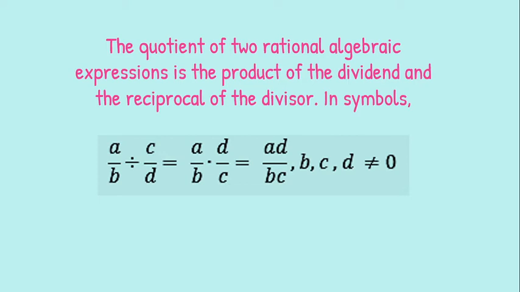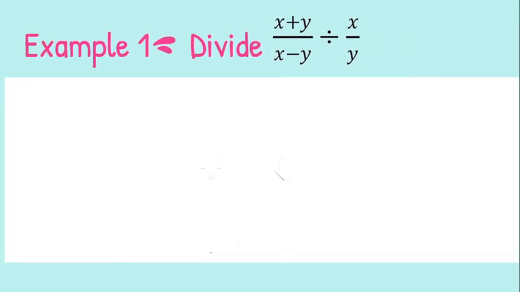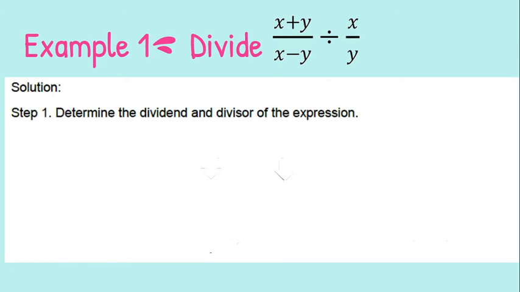So, after getting the reciprocal of the divisor, you're going to proceed to multiplication of rational algebraic expressions. Let's have an example. (x plus y) over (x minus y) divided by x over y. First, let's identify the dividend and the divisor. Determine the dividend and divisor of the expression. Here, x plus y over x minus y is the dividend. So obviously, x over y is the divisor.